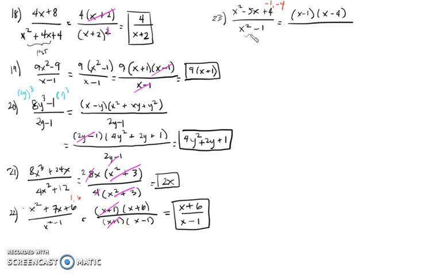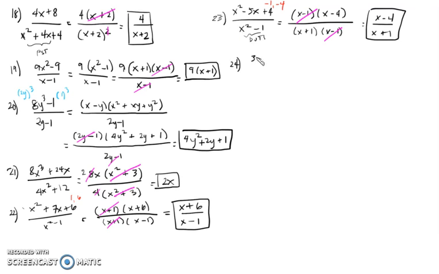So again, this is difference of squares. That gives me x plus 1, x minus 1. So I could simply cancel out x minus 1. So my final answer for number 23 is x minus 4 all over x plus 1. Okay, so how about number 24?